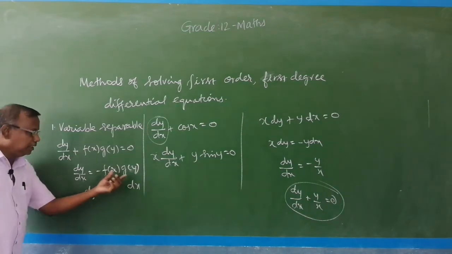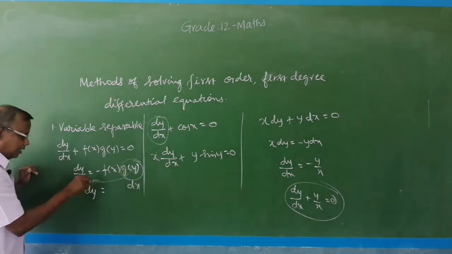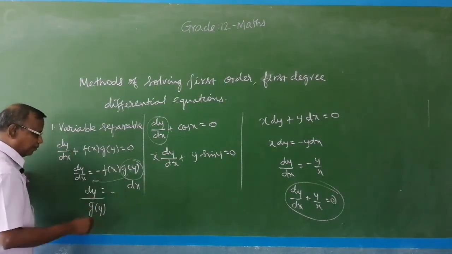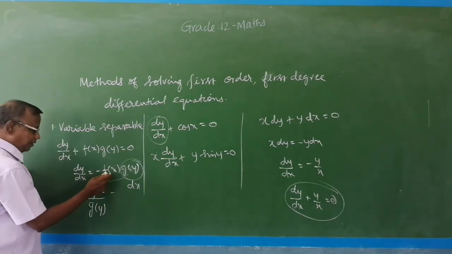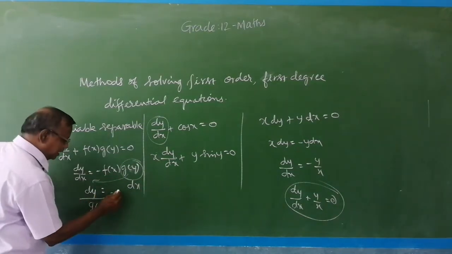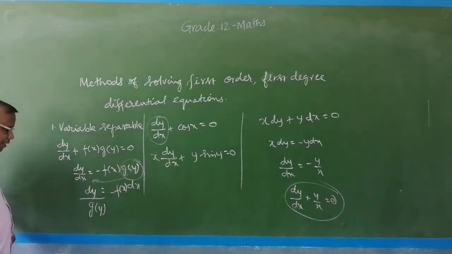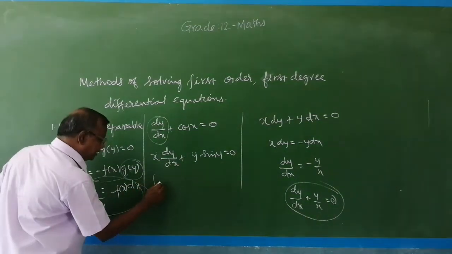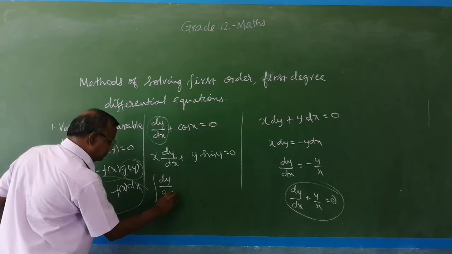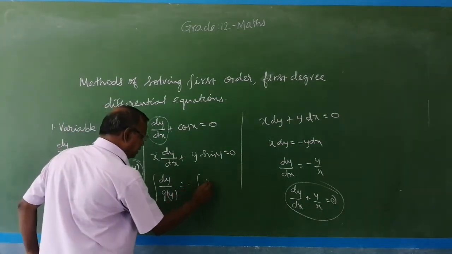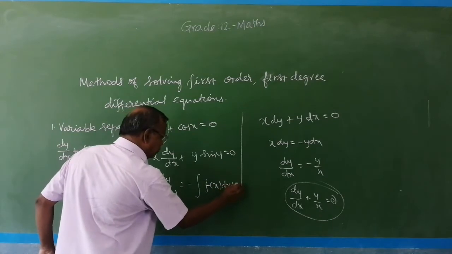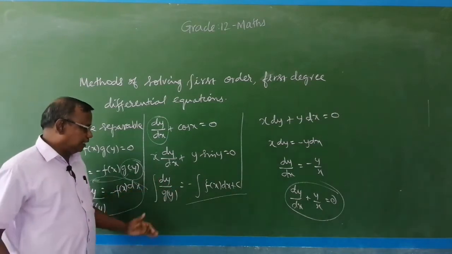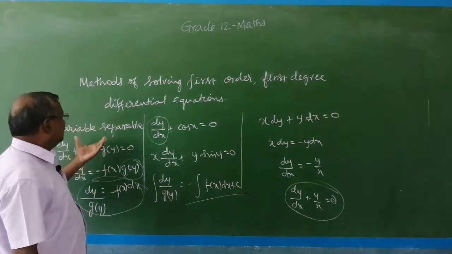Now bring the function of y towards the dy side, so we can write this as dy by g of y. Similarly we have one minus here, and keep the function of x on the side of dx, that is f of x. We need to integrate in order to get the general solution, that is here it will be integral dy by g of y equal to minus integral f of x into dx. So put one arbitrary constant plus c on the dx side. After solving this we will get the general solution of the differential equation.